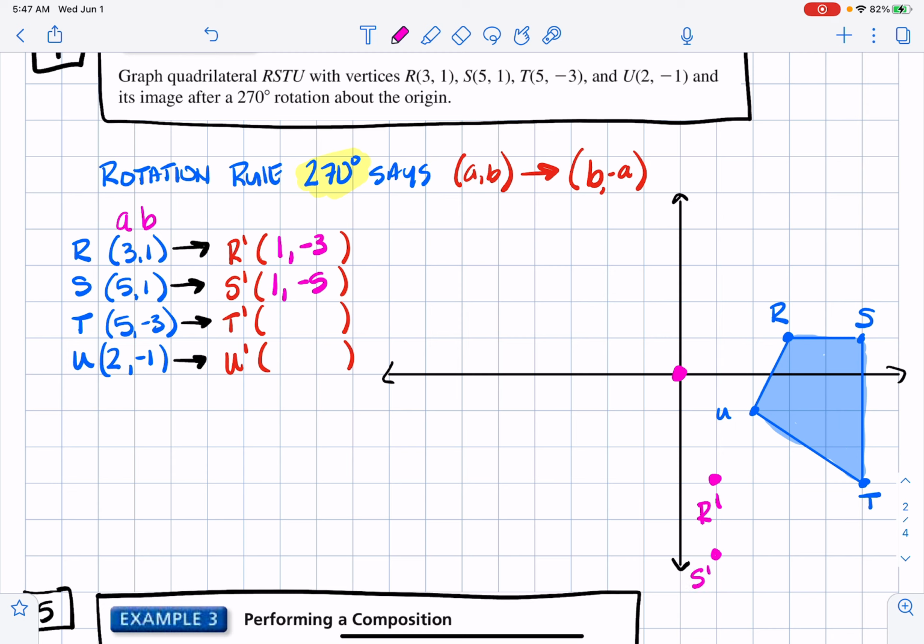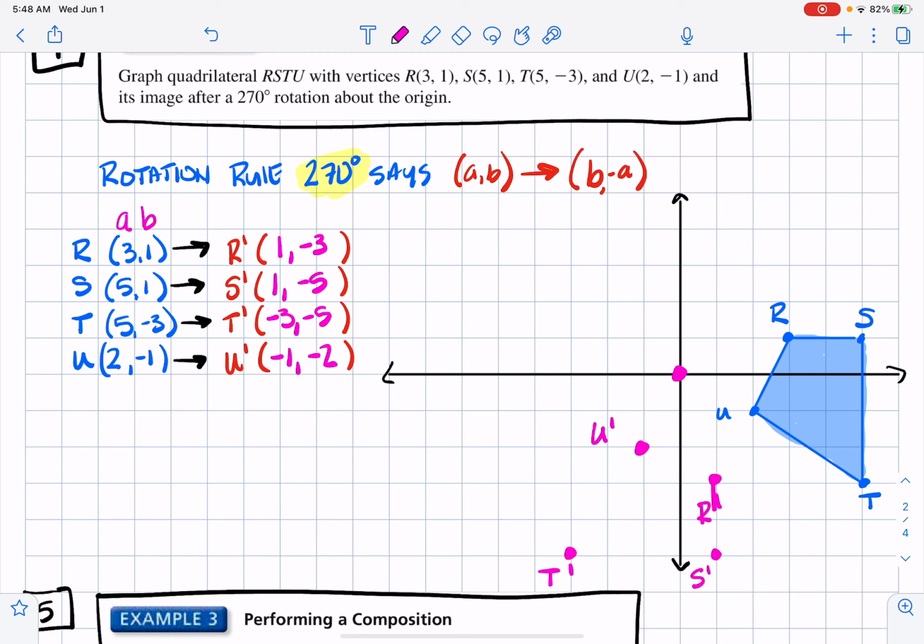(5, -3) means keep the B the same and make it first. So (-3, -5). So 1, 2, 3, 1, 2, 3, 4, and 5. That would be T prime. And then lastly, (2, -1): keep the B the same, so -1, and then make this opposite, -2. Okay, easy. So -1, and then -2, 1, 2. So that right there would be our U prime.